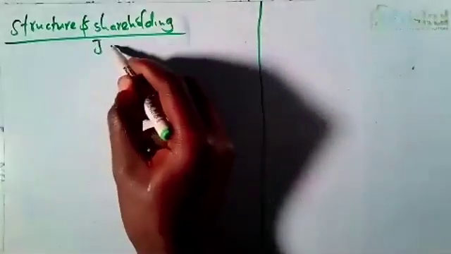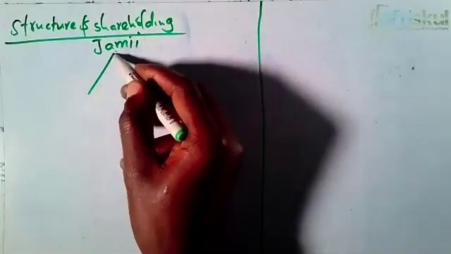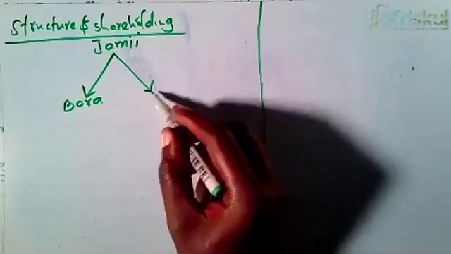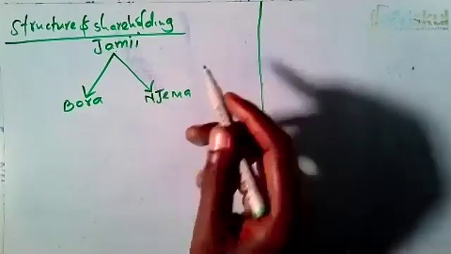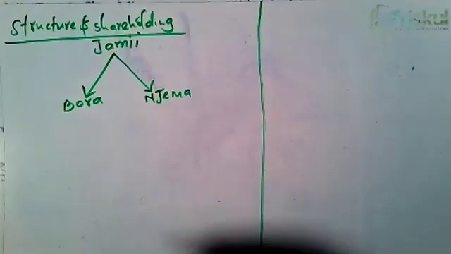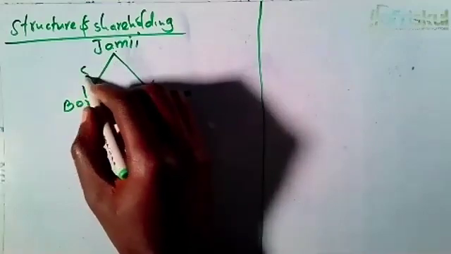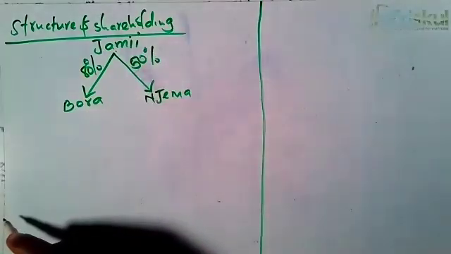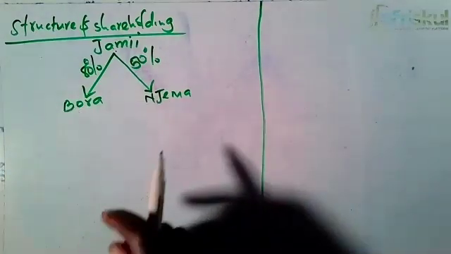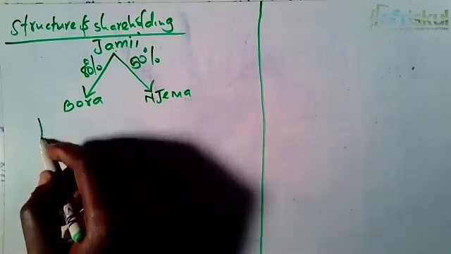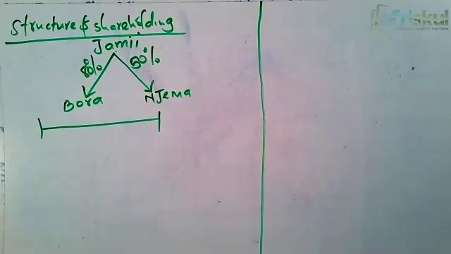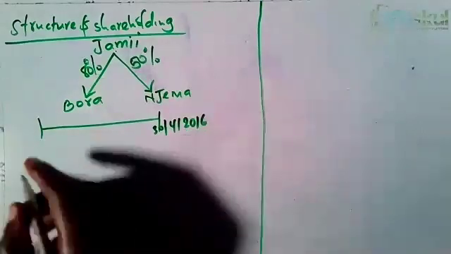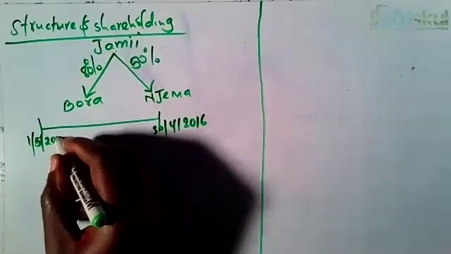Structure and shareholding: you can see that Jamii is the one which acquired those two companies. It acquired Bora up to 80%, according to note 1, and it acquired Jema up to 50%. Which means that Bora is a subsidiary and Jema is a joint venture. Now I need to check the dates to see if any company was acquired during the year. Our financial year ends on April 2016, so it starts on 1st May 2015.